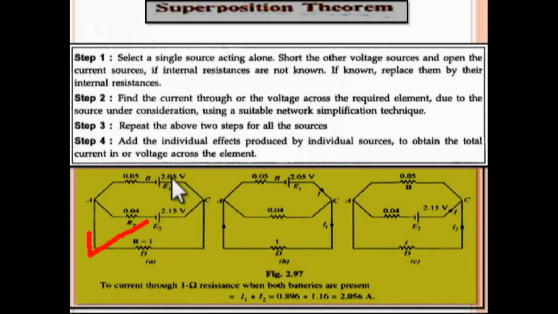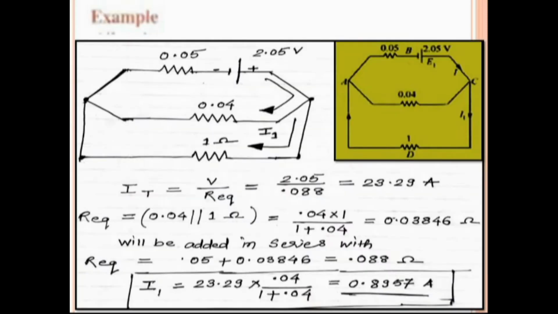There are two voltage sources given, and at a time one voltage source is to be considered. So in the slide you can see over here, 2.05 volt is remaining in the circuit and the other voltage source is replaced with its internal resistance. So now find out the current. You can apply KVL, KCL, or nodal analysis, and you have to find out the value of I1.